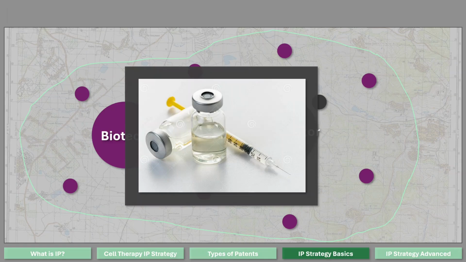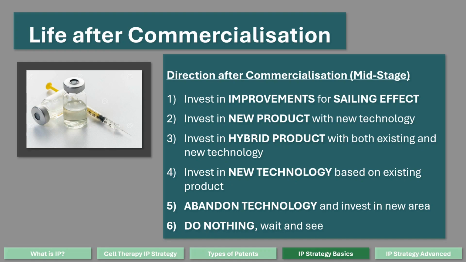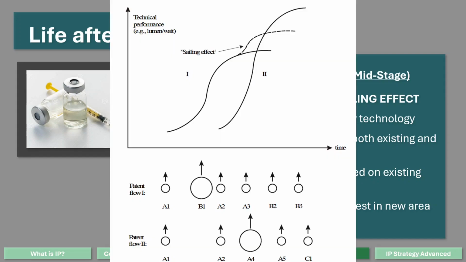What happens when the biotech has successfully commercialized its first product? When a biotech already has a cell product, the IP strategists working with the R&D and financing departments of the company can make multiple decisions. Number one, it can invest in improvements to the existing technology, achieving a scaling effect. The scaling effect represents patents complementing each other and raising the original value of previous patents.